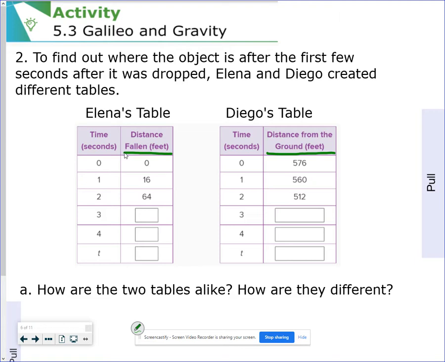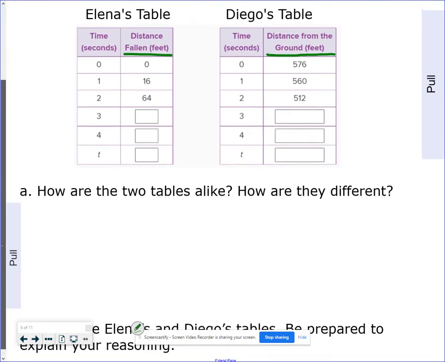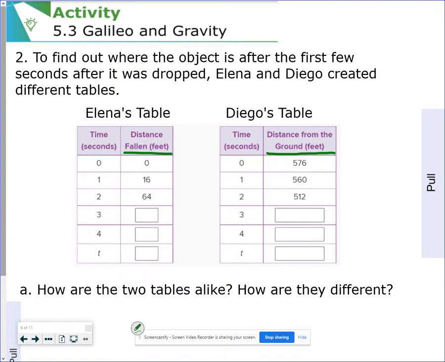So Elena's table is starting at the very top of this, and it's counting how far it gets away from the beginning amount, or the beginning height, I should say. And Diego's table is looking at this and saying, I want to know how far it is from the ground. So when it starts, it's 576 feet from the ground. And keeping track of how close, you can see his numbers are decreasing because it's getting closer to the ground, right? So this is going to ask you to fill in the table. And I know you can't really read that down there, but we can figure out this table.